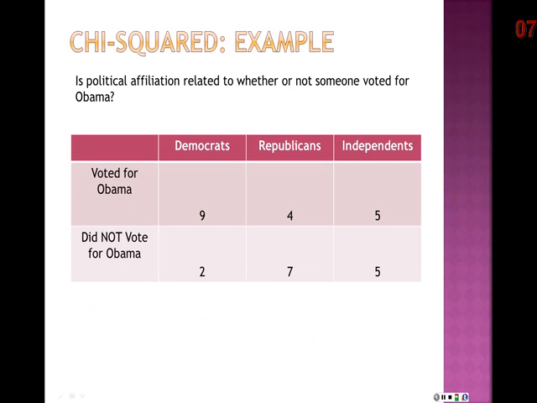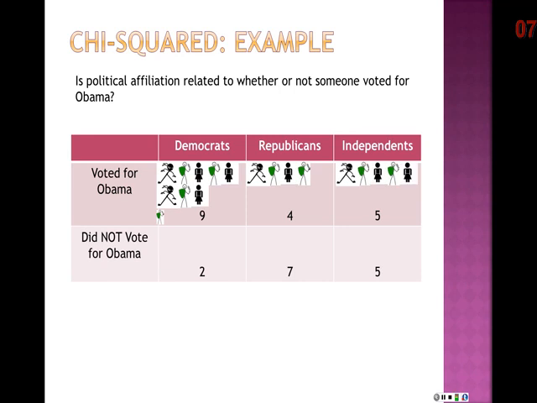And so what we're looking at is, we're asking the question, is there a relationship between these two variables? So, we have some Democrats who voted for Obama, some Republicans who voted for Obama, some Independents. We also have fewer Democrats who voted for Obama, even fewer, a lot more Republicans who did not vote for Obama, and about the same number of Independents.